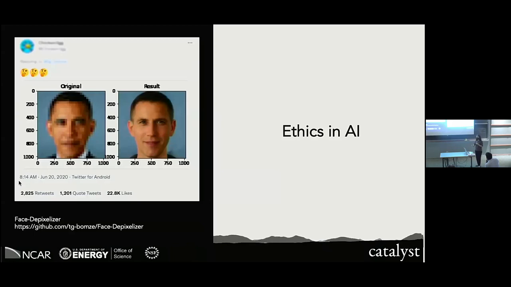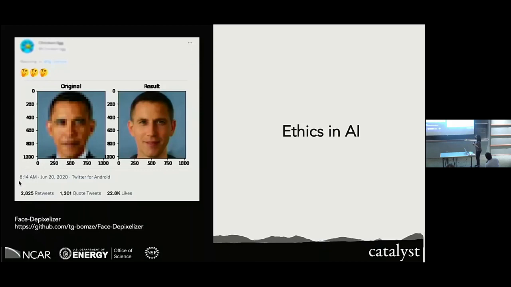But this tweet went viral. This is a project available on GitHub, Face Depixelizer. We essentially have a coarser resolution image on the left-hand side. Many of us can recognize the person on the left-hand side, Barack Obama. When this network sees Barack Obama and generates a higher resolution image, the person that comes out is the person on the right, which, for us, we can make sense of this. But for this network, we see some bias come out.